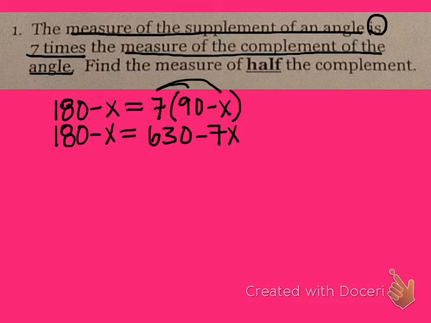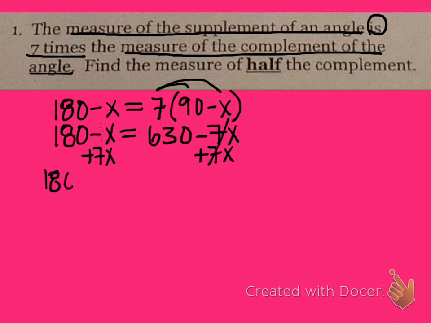Now we want to get all of our variables on the same side. It doesn't matter which side, but I generally like to move the variables to where there are more variables, or where the coefficient is a larger number, so that we end up with a positive coefficient. We have negative 1x on the left, we have negative 7x on the right. Negative 1 is actually greater than negative 7, so I'm going to move the negative 7x to the left side by adding it to both sides. If I wanted to move the negative x to the other side, I can add x to both sides. It would be just as good.